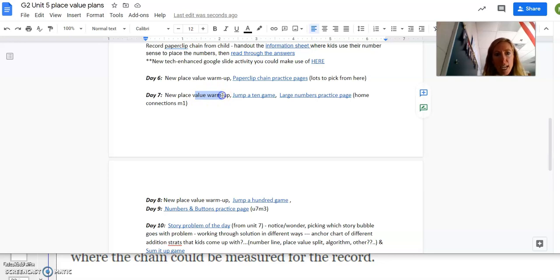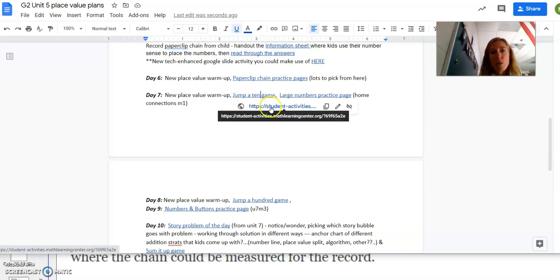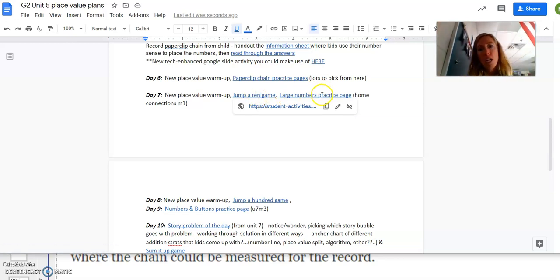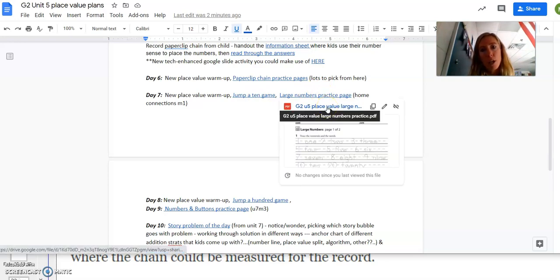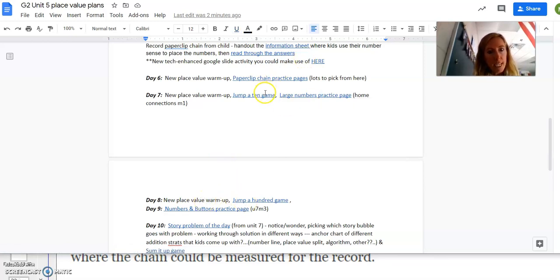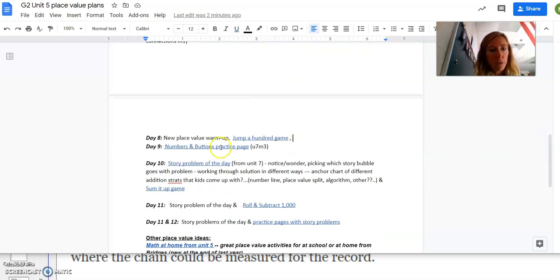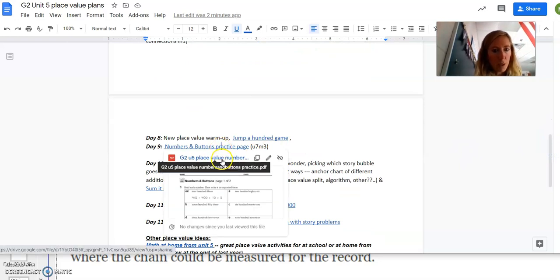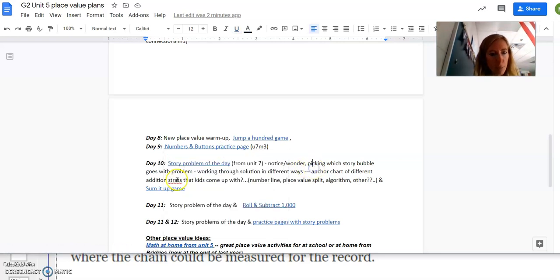Then we have, again, place value warm-up in some way, and then you have jump a 10 game. I thought this was a good one. If you want to use it, use it. If you don't, don't. There's more place value practice pages that I found that were good. And then the next day, after you've jumped a 10 in partners, now let's jump 100. And the next day, finish off with some more practice pages. We have lots and lots of practice to do with place value. This one dealing with numbers and buttons.